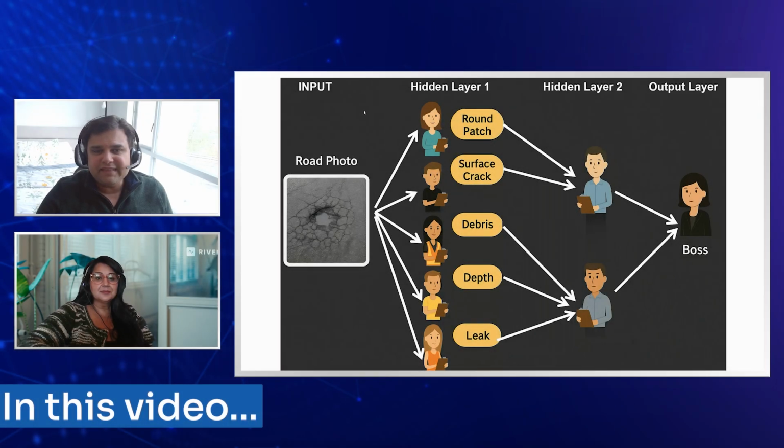You want to detect a pothole. Think of these hidden layer neurons as some junior analysts who are working. One person is just looking at a round patch. The other person is looking for surface cracks, another is looking for debris, another is looking for depth, leaks, things like that, right? And then they go to hidden layer 2, which is like their manager.